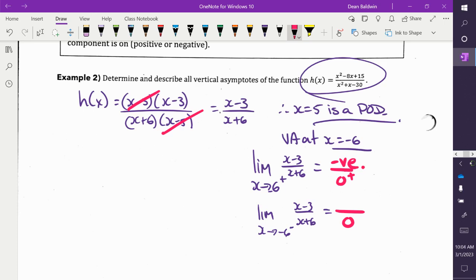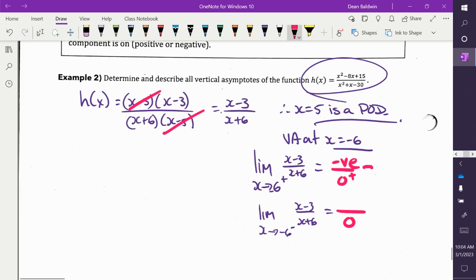Any number divided by 0 is infinity. So this is going to negative infinity. Any constant over 0 is going to be positive or negative infinity, because that's the definition of a vertical asymptote. I know you've been told you can't divide by 0, but you sort of can.